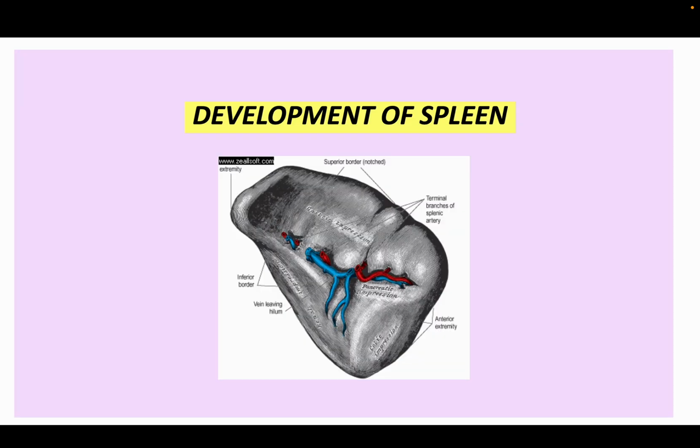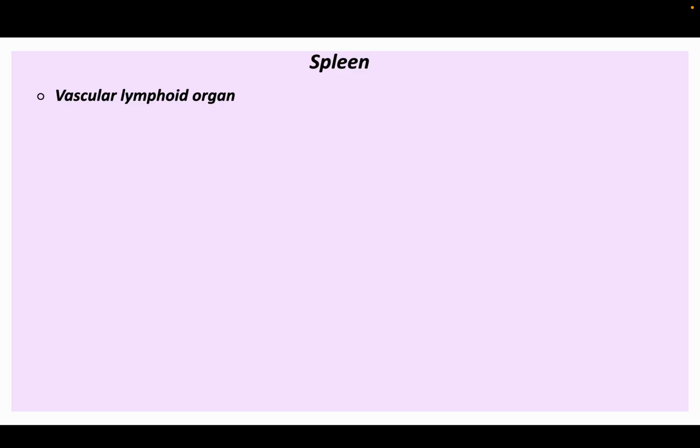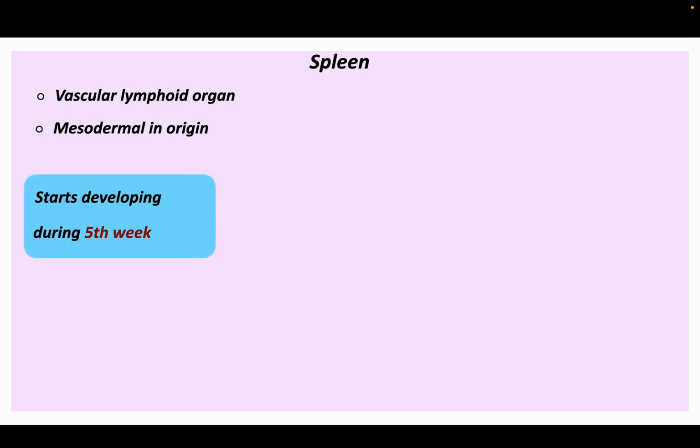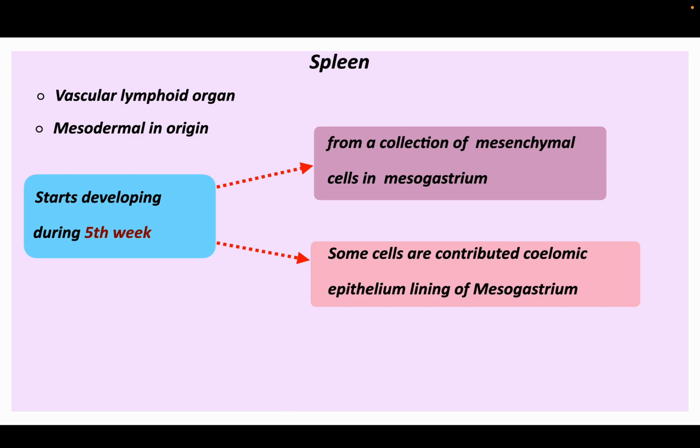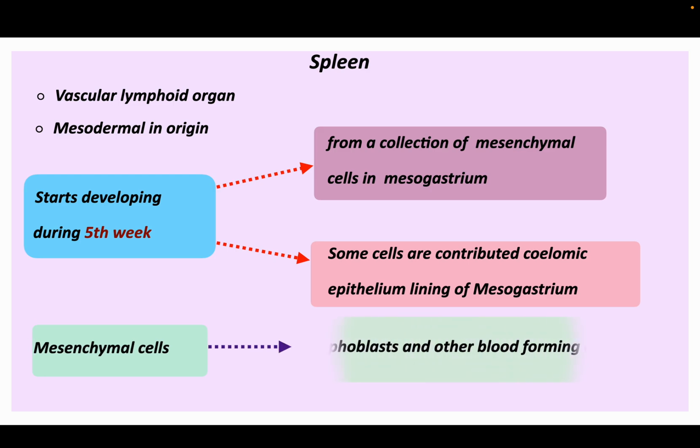Coming to the development of the spleen, it is a vascular lymphoid organ, mesodermal in origin, and starts developing during the 5th week from a collection of mesenchymal cells in the mesogastrium, and some cells are contributed by the coelomic epithelium lining the mesogastrium. So the coelomic epithelium is contributing, and it is just a collection of mesenchymal cells in the mesogastrium. The mesenchymal cells basically form lymphoblasts and other blood forming cells.